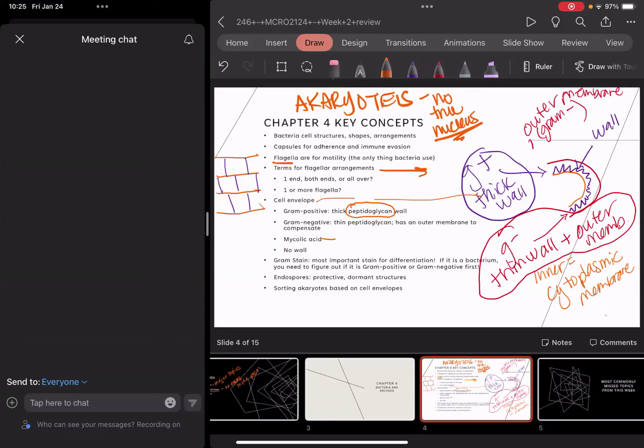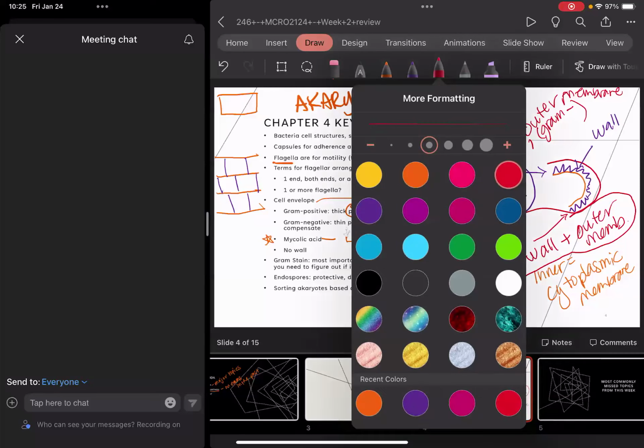That's not really a very dark color, is it? Let's do something else.